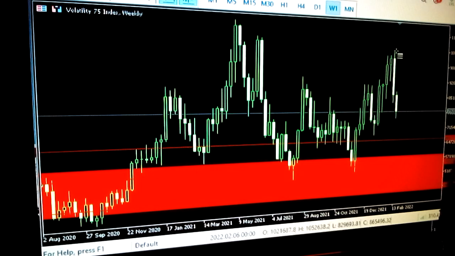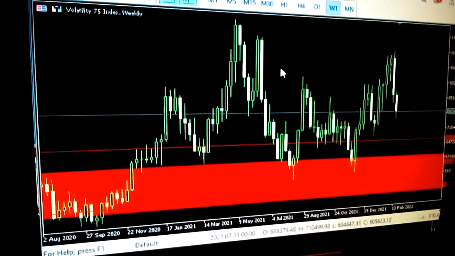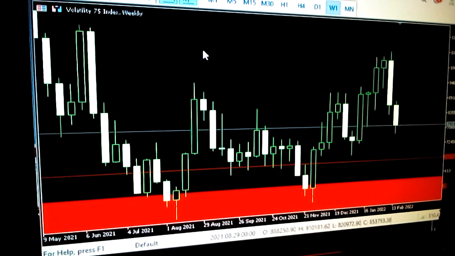So for me, weekly, we are on the resistance here. We do have a resistance level there. So let's first remove that one. I was just looking for something. So let me enlarge it first. We do have an inner.